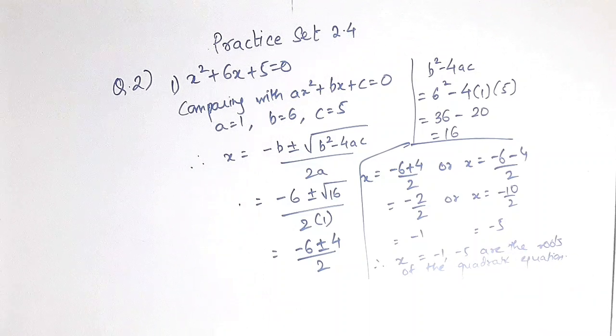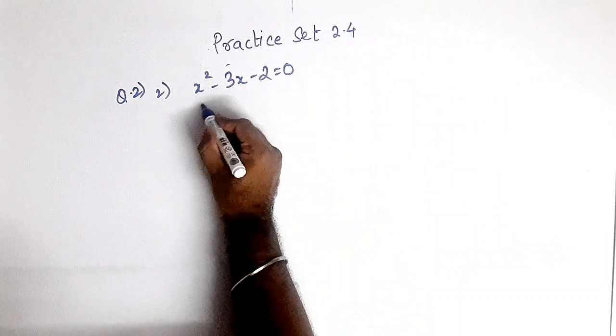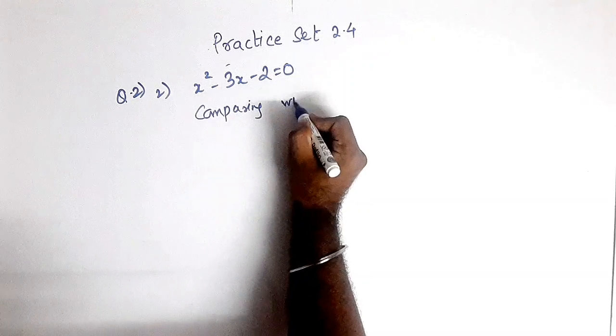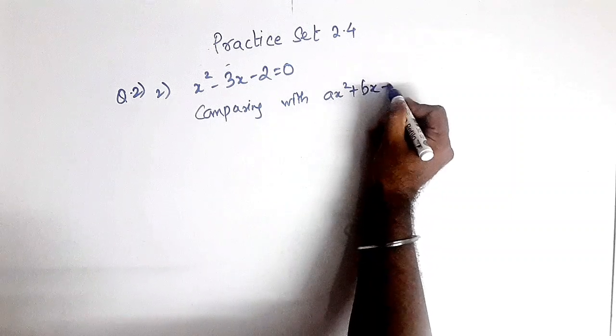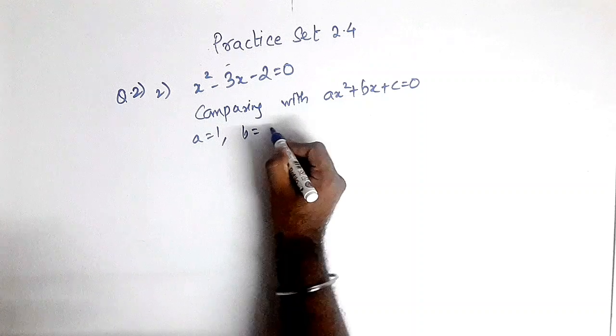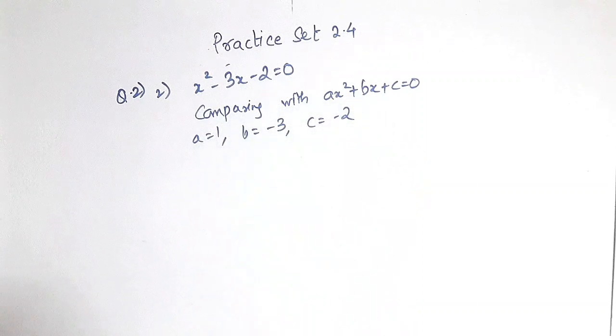Very easy. Let us do the second one so it will be clearer to you. So we are ready with question 2, sub-question 2, comparing with the standard form. What is the standard form? ax square plus bx plus c. So we are getting a as 1, b as minus 3 and c as minus 2.